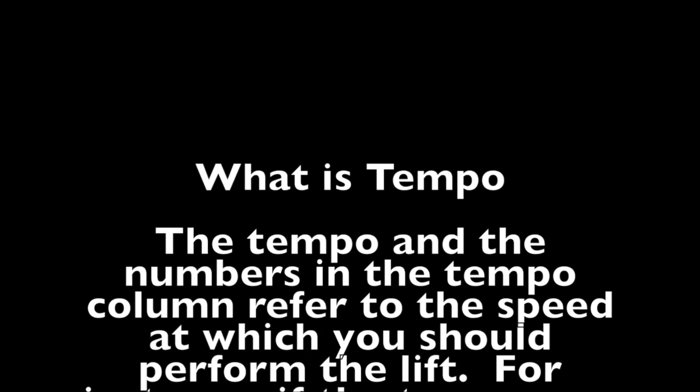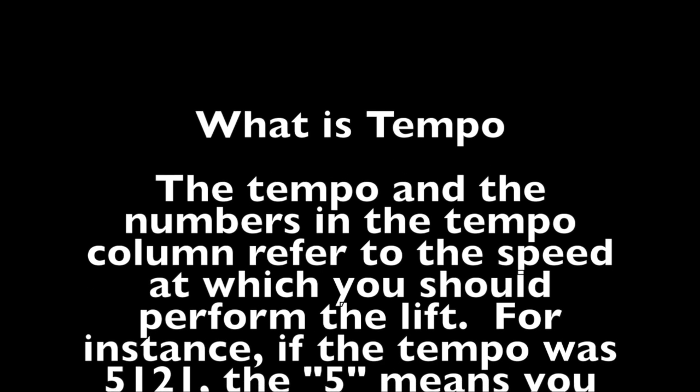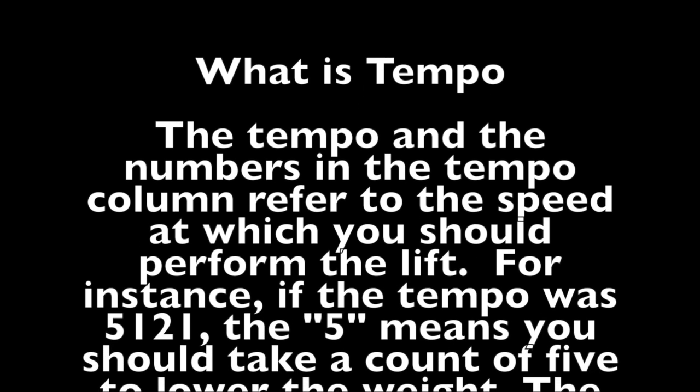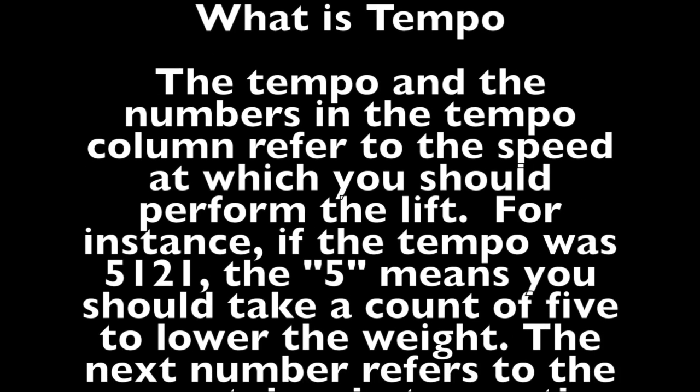Alright, we're explaining tempo here, and with tempo, the numbers in the tempo column refer to the speed that you should perform the lift at. So, for example, if the tempo is 5, 1, 2, 1, and let's use the squat for example here.